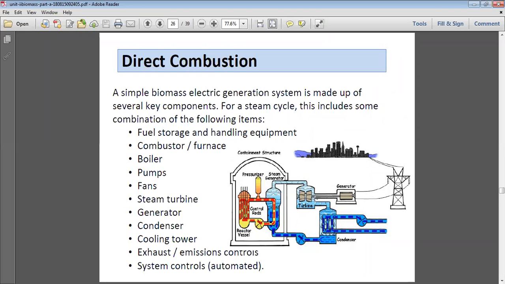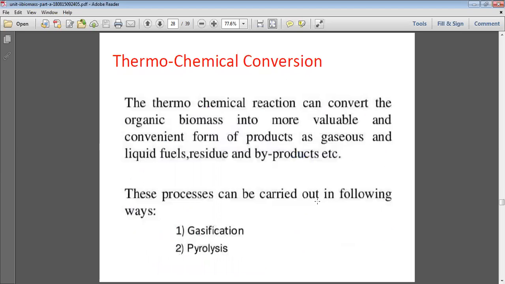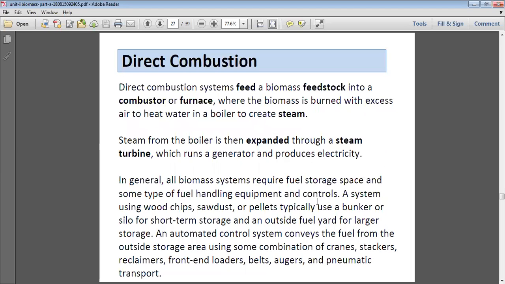So we see the first is fuel storage and handling equipment. Then the combustor furnace. Then third will be the boiler, and then the pumps, then the fans, then the steam turbine, generator, condenser, cooling tower, exhaust, emission controls, and then system controls that are automated in this case. So direct combustion systems feed the biomass feedstock into the combustor or furnace.